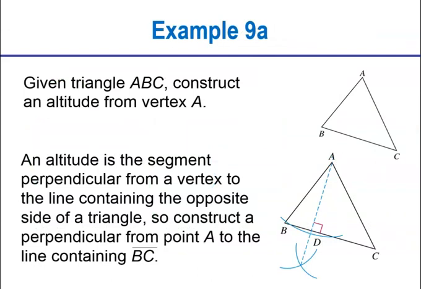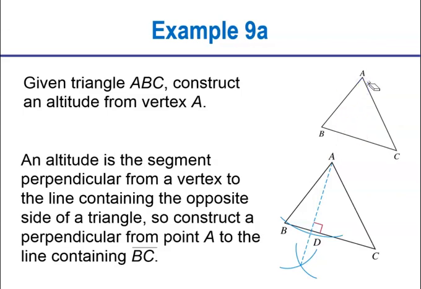So given triangle ABC, there it is up there, this is what we're starting with, construct an altitude from vertex A. Now, you need to know the definition of altitude to pull that off. An altitude of a triangle, and you've heard this before, from a vertex comes down perpendicular. So that's my goal, to draw an accurate altitude. Now I'm going to get rid of that.